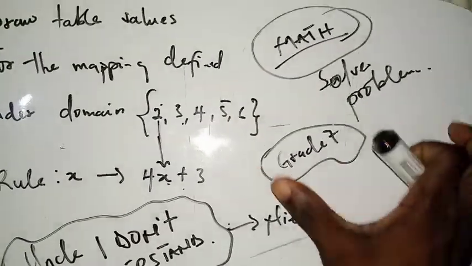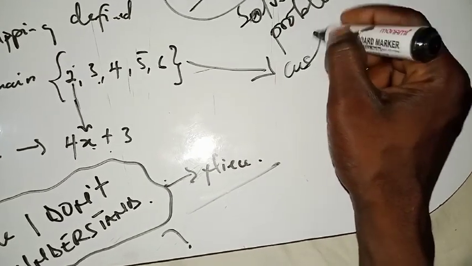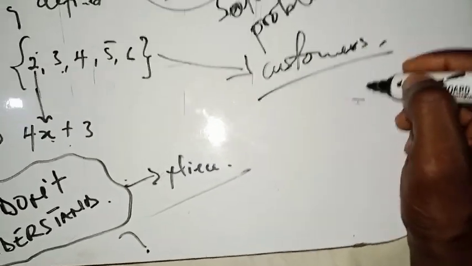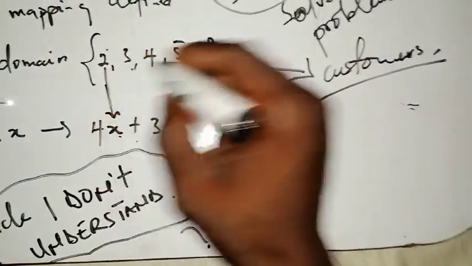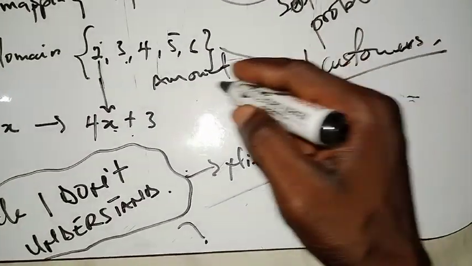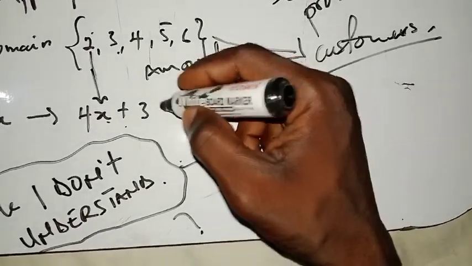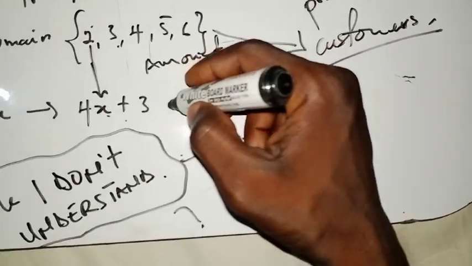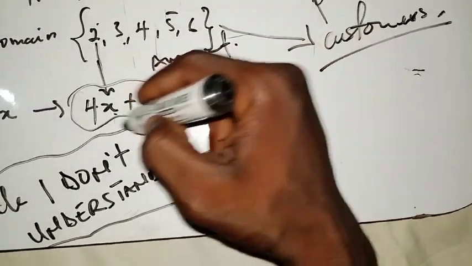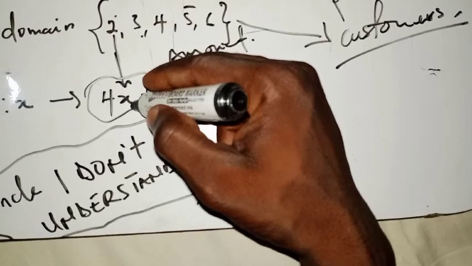Now, what will happen if you go this way? Assuming these are the values of the customers here, there's a store, a shop, a mall, whatever. These are the amounts the customers are bringing to the store. Once you get to the store, you have to take something home. How much you take home is based on the rule of the shop, which says 4x plus 3, and I'll explain the x in a second.